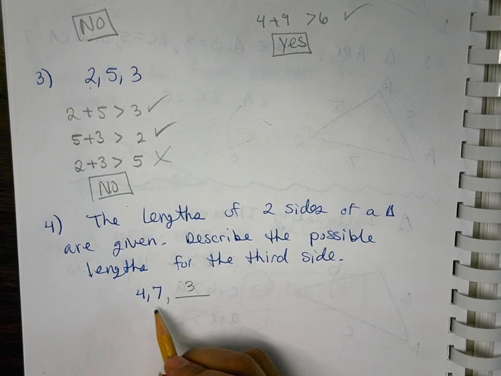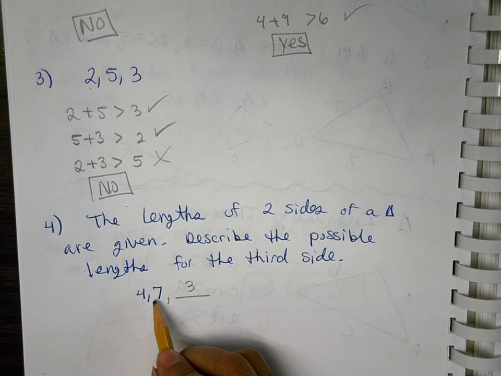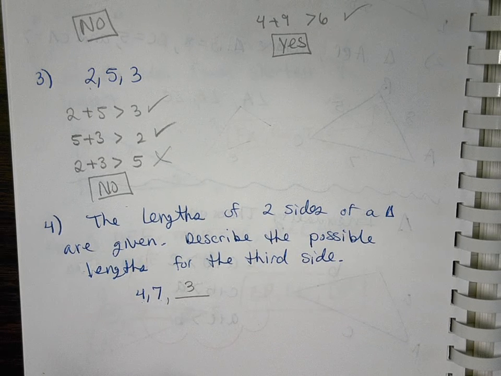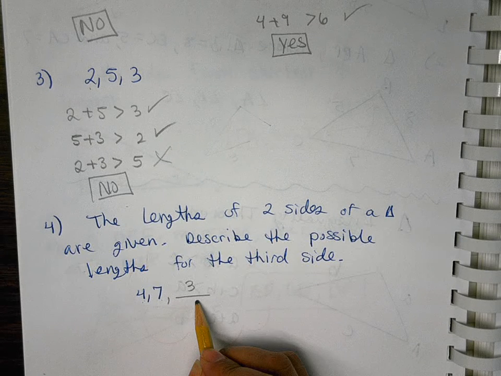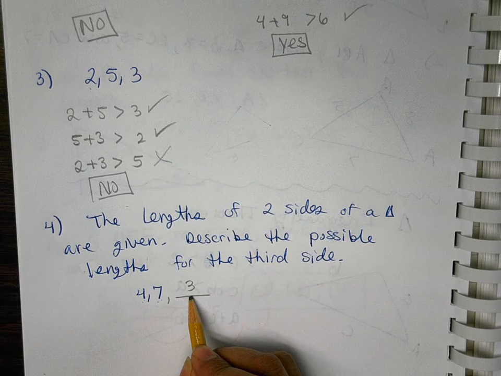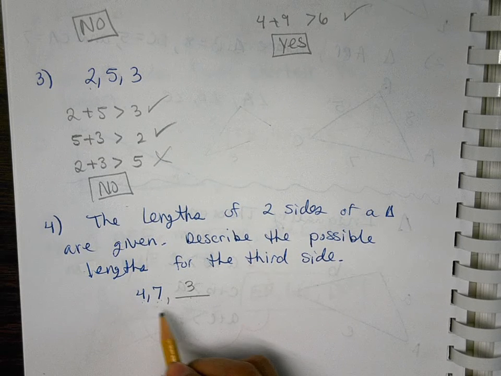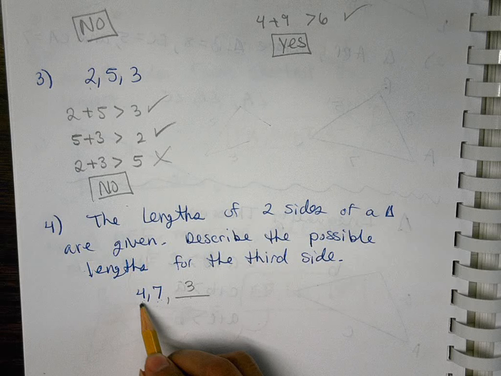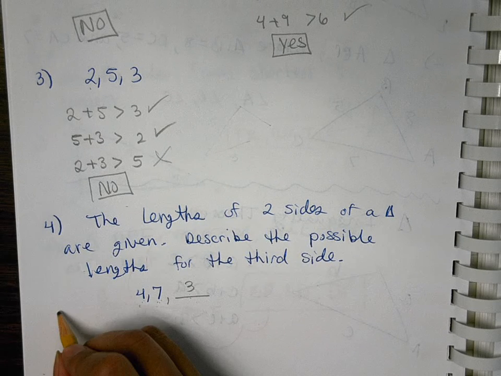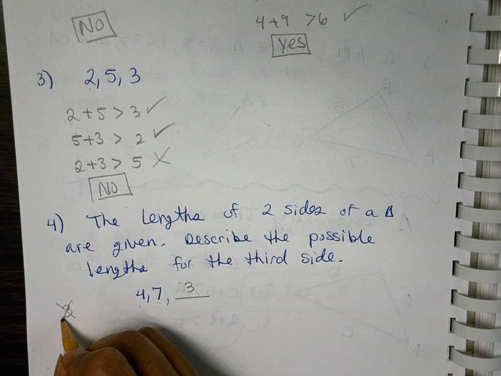Let's check. What's 4 plus 7? 4 plus 7 is 11. Is that bigger than 3? Yes. What's 7 plus 3? 10. Is that bigger than 4? Yes. And what's 4 plus 3? 7. Is that bigger than 7? So would 3 work or not work? No.